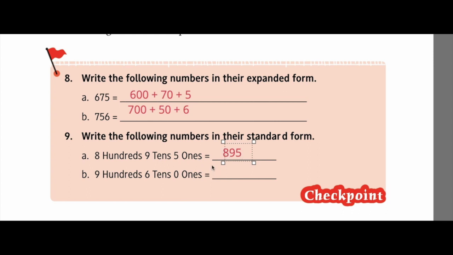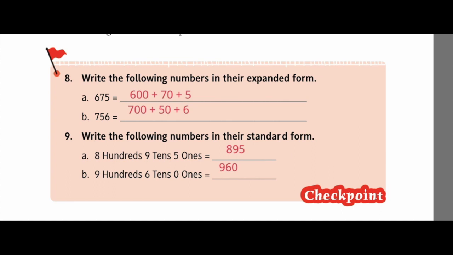B. We have 900, 6 tens, 0 ones. So we have 900, so we are writing it as 9. 6 tens we are writing it as 6 and 0 ones, so we are writing it as 0. So for 900, 6 tens and 0 ones we have written it as 960.